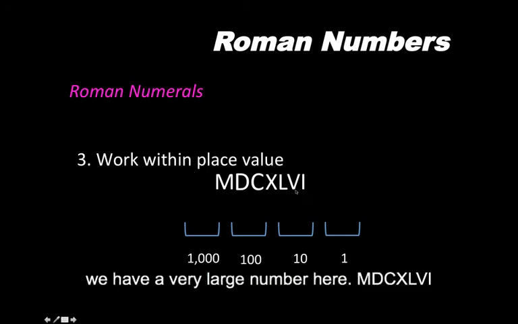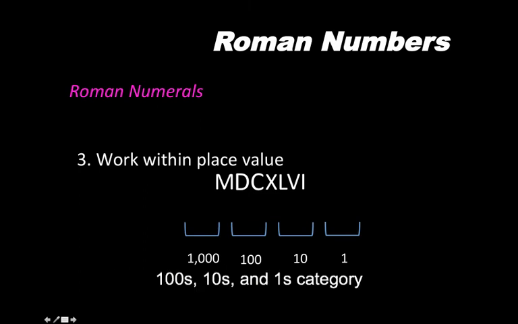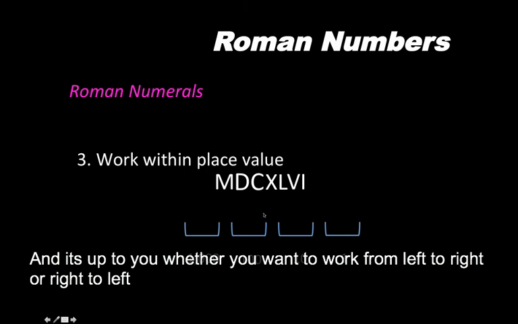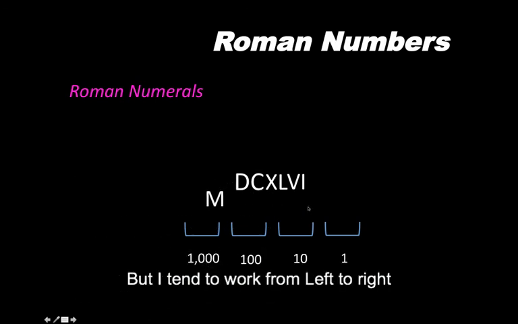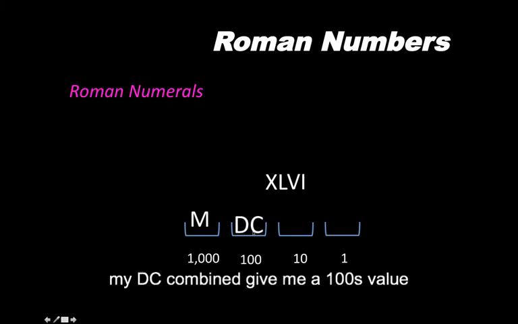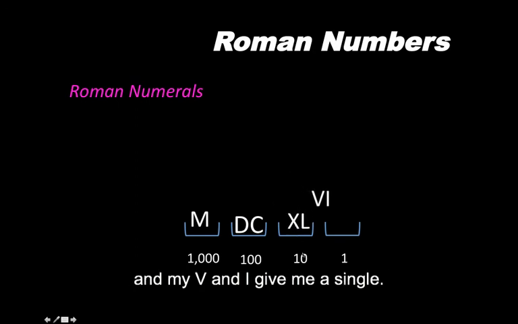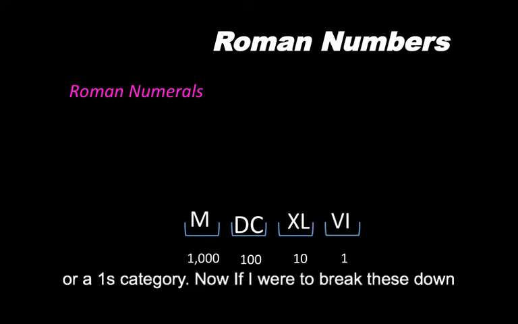For example, we have a large number here, MDCXLVI. We want to break this down into our thousands, hundreds, tens, and ones category. And it's up to you whether you'd like to work from left to right or right to left, but I tend to work from left to right. M, I know, represents 1,000, so I'm going to bring that down. My D's and my C's combined give me a hundreds value. My X and my L combined give me a tens value, and my V and my I give me a singles or a ones category.